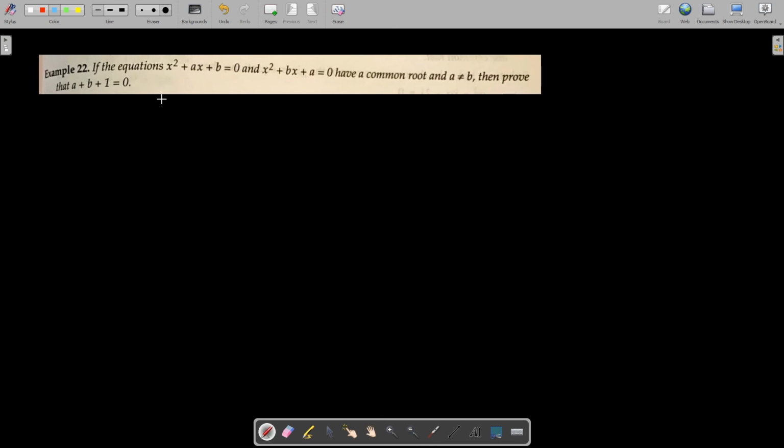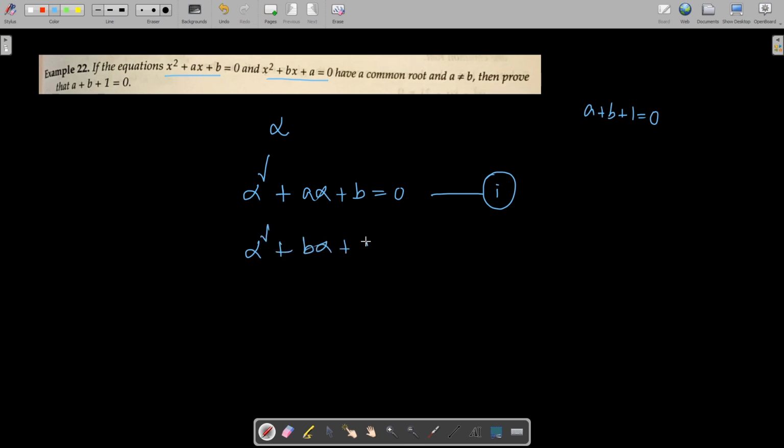So in this question, it says the equations x square plus ax plus b equals 0 and x square plus bx plus a equals 0 have a common root. a is not equal to b, then we need to prove that a plus b plus 1 equals 0. So let's take the common root for both the equations as alpha. Now if you write in terms of alpha, the first equation will be alpha square plus a alpha plus b equals 0. Let's call it number 1. Next equation will be alpha square plus b into alpha plus a equals 0, number 2.